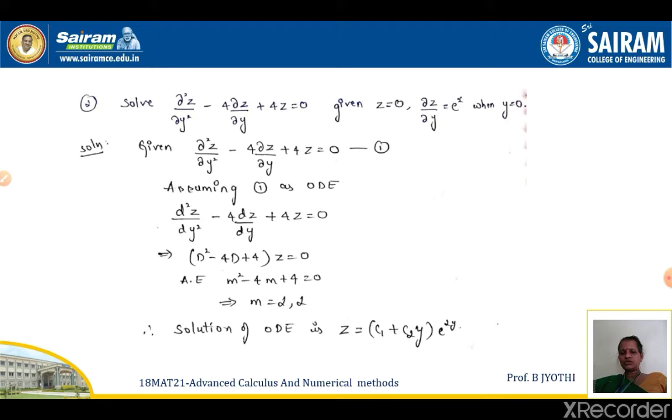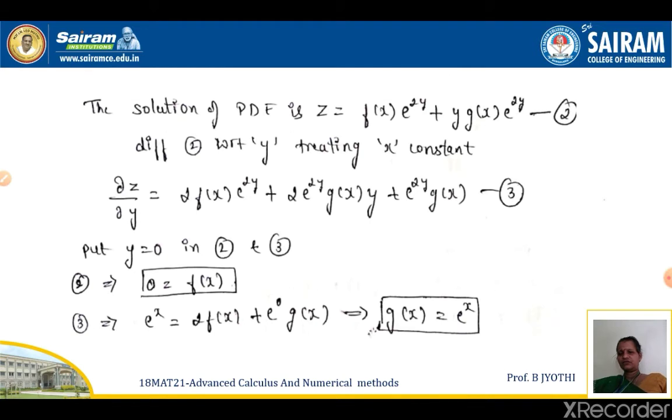Next, ∂²z/∂y² − 4 ∂z/∂y + 4z = 0, given that z = 0 and ∂z/∂y = e^x when y = 0. Again we consider this as an ordinary differential equation, d²z/dy² − 4 dz/dy + 4z, or (D² − 4D + 4)z = 0, which can be written as m² − 4m + 4 = 0, which gives m = 2, 2.